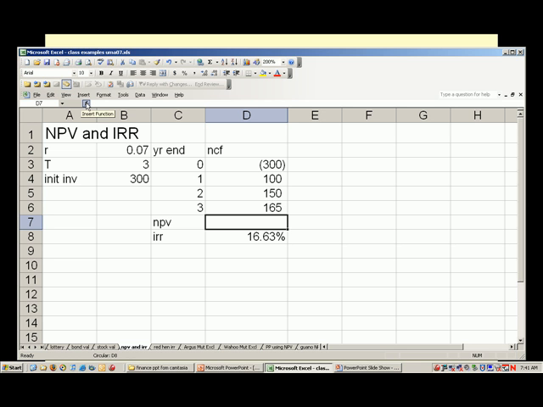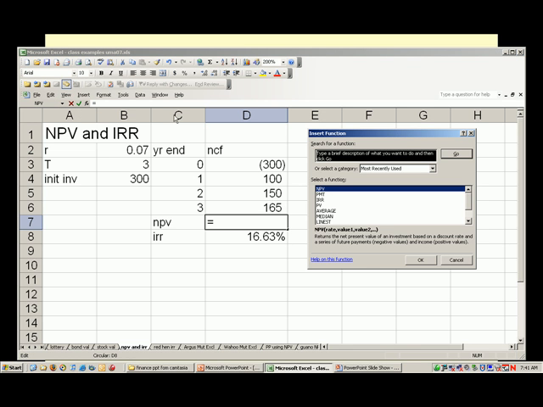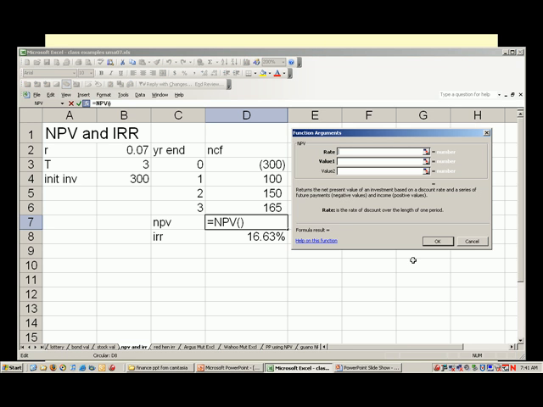We're going to invoke the function wizard, find the NPV function, and say yes, that's what we want. And the important point here is that we've been using the NPV function to calculate a present value. And now we're going to be using the NPV function to calculate a net present value. We start the same way we have been going. First of all, we have the rate, which is in cell B2.